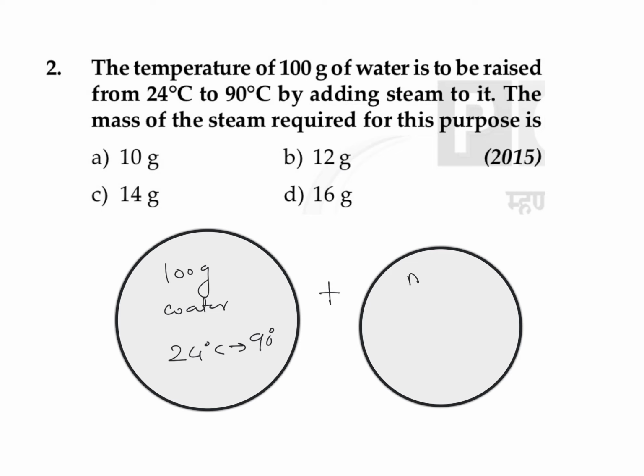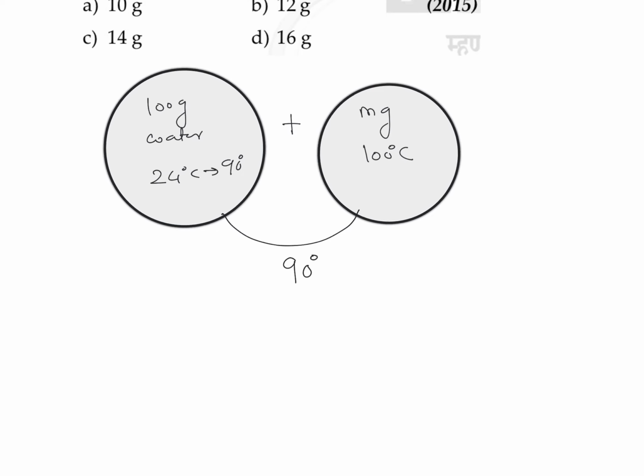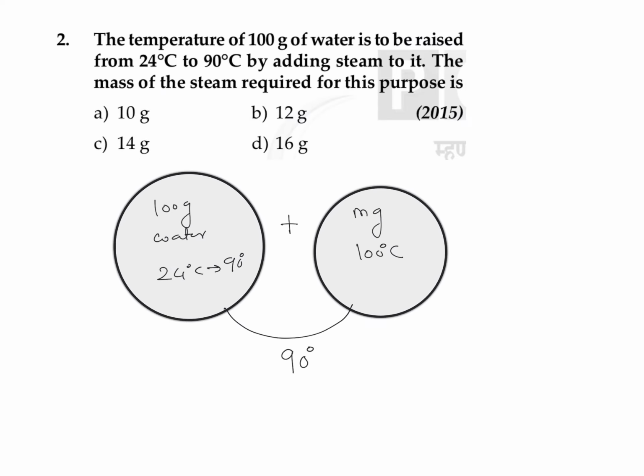So let's say we are adding m gram of steam at 100 degrees Celsius, so that the equilibrium temperature that we are getting should be equal to 90 degrees Celsius. So our aim is to find out the mass of steam required for this purpose.